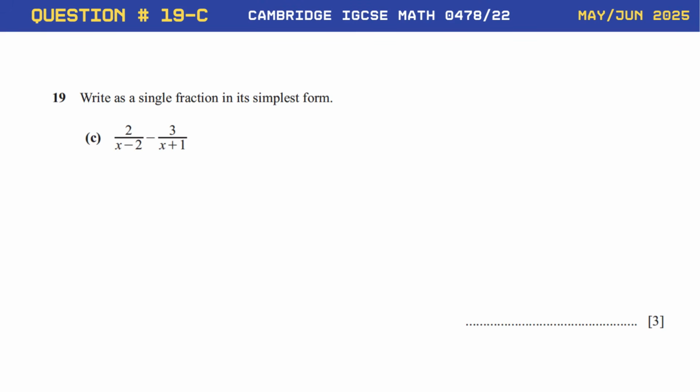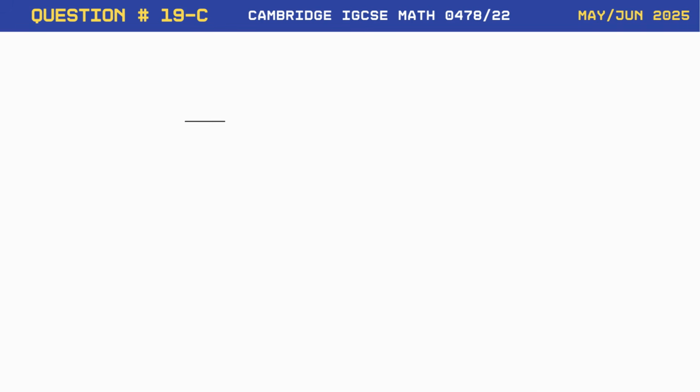Write as a single fraction in its simplest form, 2 over x minus 2 minus 3 over x plus 1. In this question, the denominators of both terms are different, so we cannot directly subtract them. As the denominators cannot easily be made the same, we shall use the cross-multiplication method.